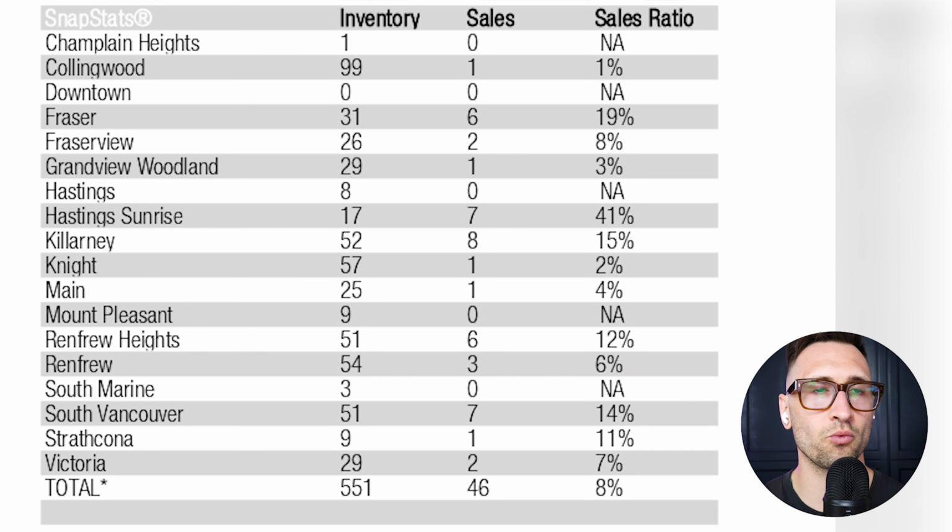On the flip side, where are some areas that are looking like some healthy competition, a good place to sell? If you're in Hastings Sunrise at 41%, that's firmly in seller market conditions. And other than that, we can see Fraser has dropped a little bit to 19%. Fraser has always been doing very well. That is strong, balanced market conditions.